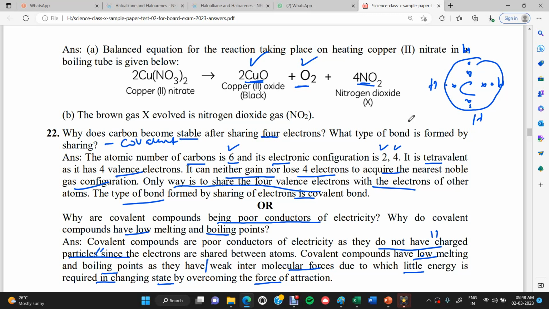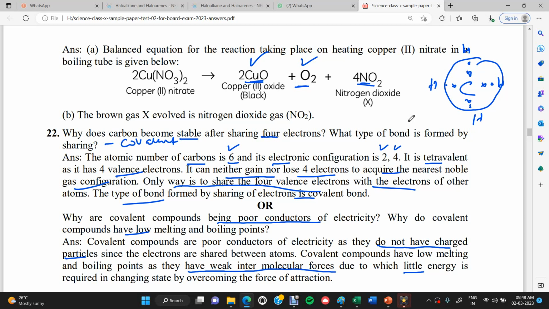The force between two molecules. For example, if A and B form a bond together, there should be attraction between A and B. That is called intermolecular force. Inter means in between. Molecules, you know that. So the force of attraction between two molecules is called intermolecular force. So the keywords here are: they do not have charged particles, point number one, and they have weak intermolecular forces. These are the two points.